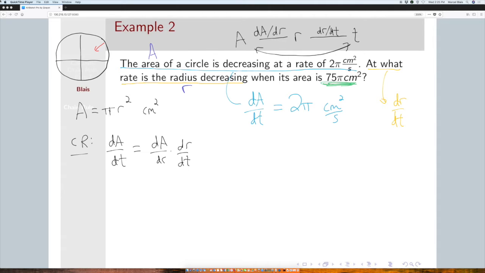Well, dA/dr, we can calculate this. Because A is pi r squared, we can take the derivative of A with respect to r. dA/dr equals, pi is just a constant, and then for r squared we do the power rule, 2r to the 1.